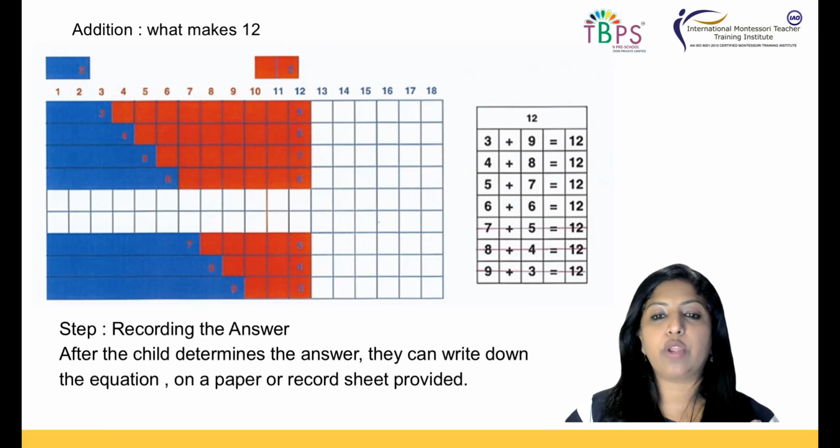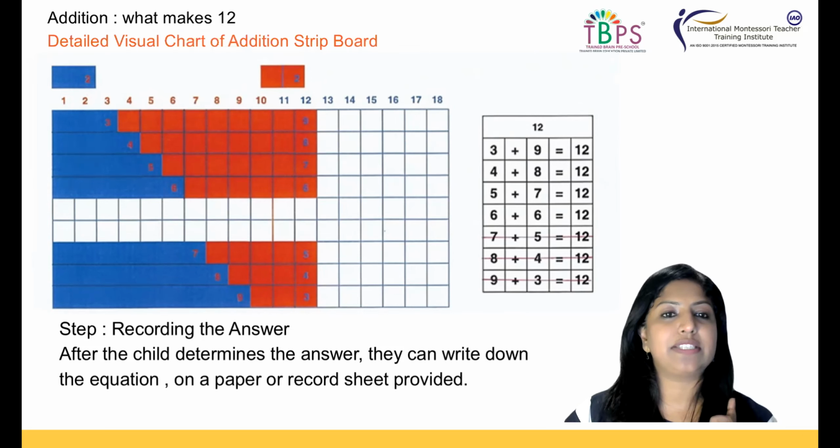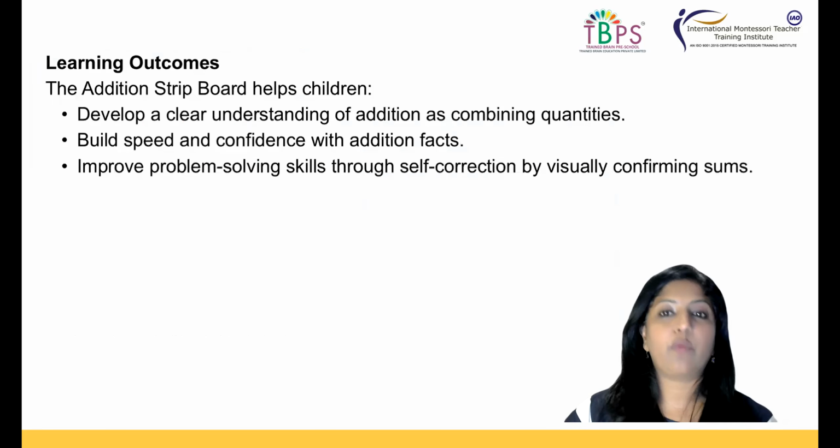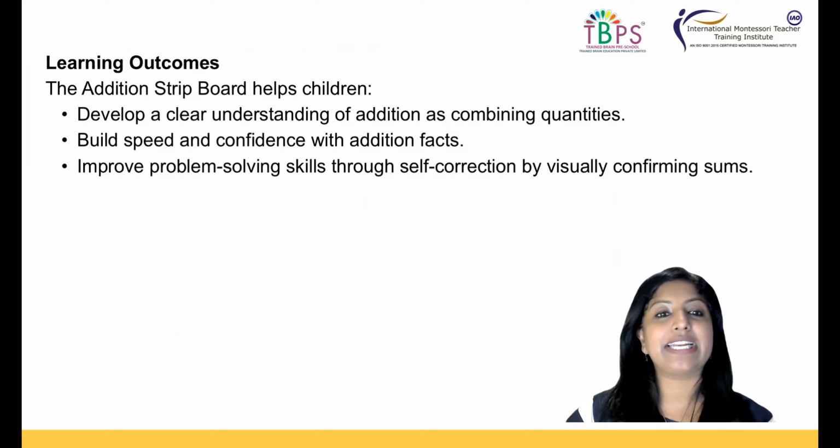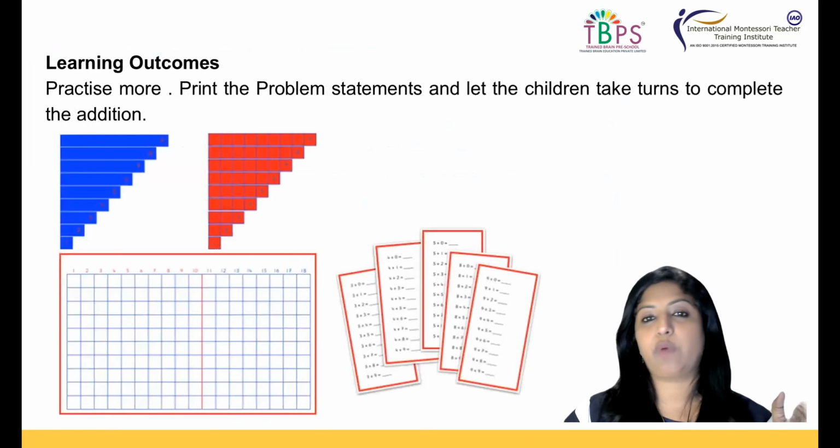So this is what we also do in our addition strip board. So it's like a visual chart of addition that we give for our children. Now, what is the learning outcome? The child learned what are the different combinations of quantities that I can give. So it is helping them to speed up their addition facts. So visually the child is able to sum up a lot of numbers, right? So this is what is there.